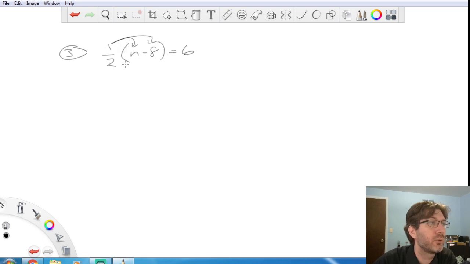So when you distribute that out, you're going to get 1/2 n, because 1/2 times n is 1/2 n. And then 1/2 times -8 is the same thing as dividing 8 by 2. Half of -8 is -4. And that equals 6. So make sure you distribute it.